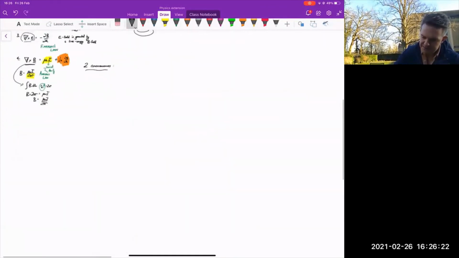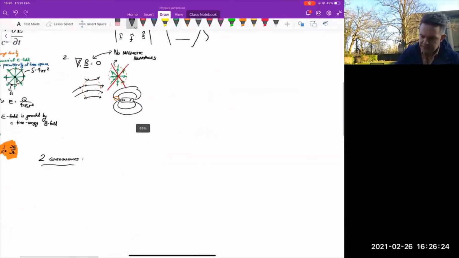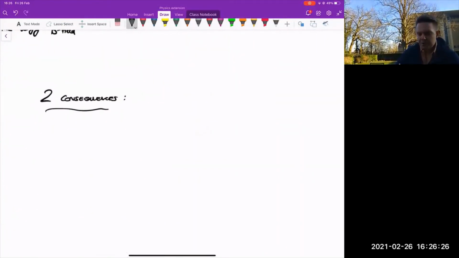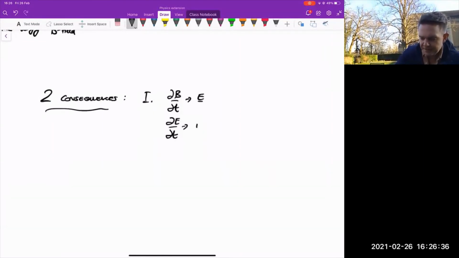Did I add that derivation? No, I didn't. So, consequence number 1. If a changing magnetic field generates an electric field and a changing electric field generates a B field, you can actually combine these equations to generate a wave equation.